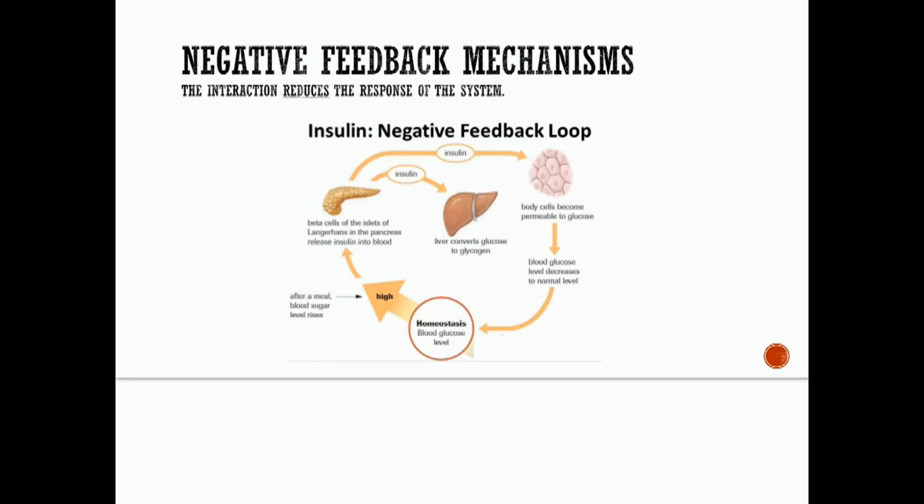Okay, so after a meal, blood sugar level actually rises, so it gets higher. Okay, and then your beta cells in the pancreas release more insulin into the blood. Okay, the liver converts it to glycogen, and some of the insulin goes straight to the blood where it becomes permeable to the glucose. Then it drops again. Blood glucose level decreases, and then you eat, it goes back up. Okay, so negative feedback mechanisms.